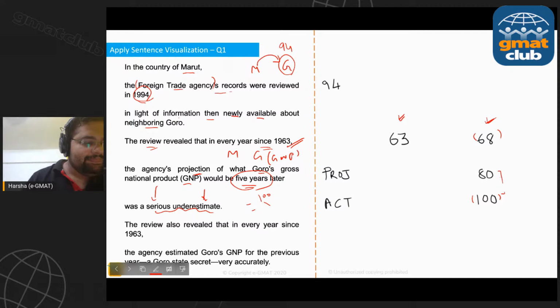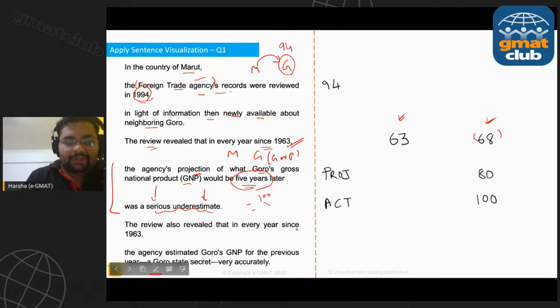Everybody with me so far? You could put 60 or 70, I don't care. The number doesn't matter. But end of the day, it's a serious underestimate, right? So we have visualized everything till here. And I've used examples. So not just have I broken down and done that process of reading slow, but I'm also putting numbers so that I can understand things better.